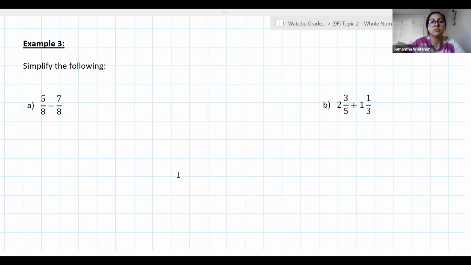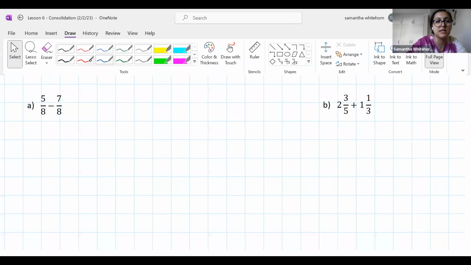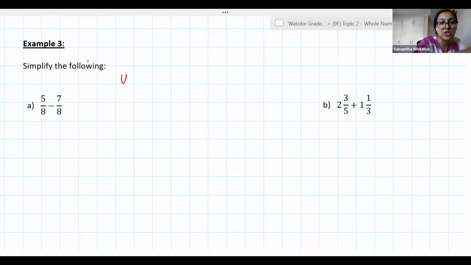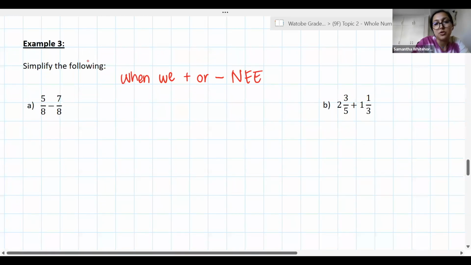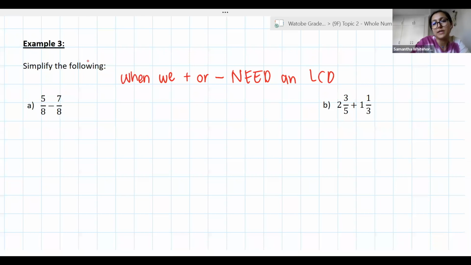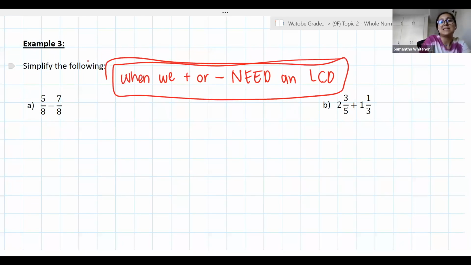When we are adding or subtracting fractions, we have to have an LCD. Now, this is only when we add or subtract. When we multiply or divide, we don't need an LCD. And that's really important to remember. We don't want to do extra work for no reason. So only when we add or subtract do we need to have an LCD. That is the only time.